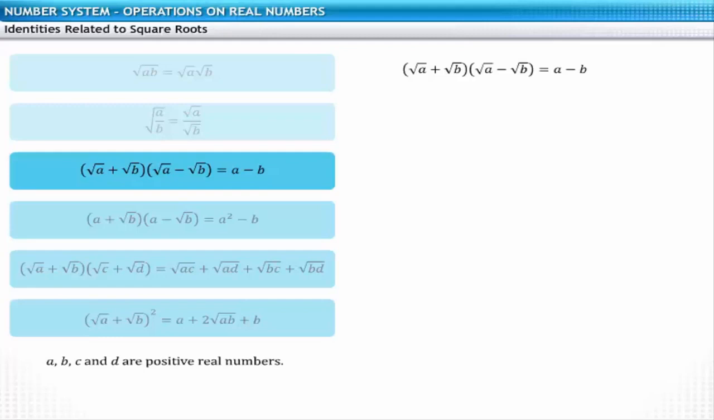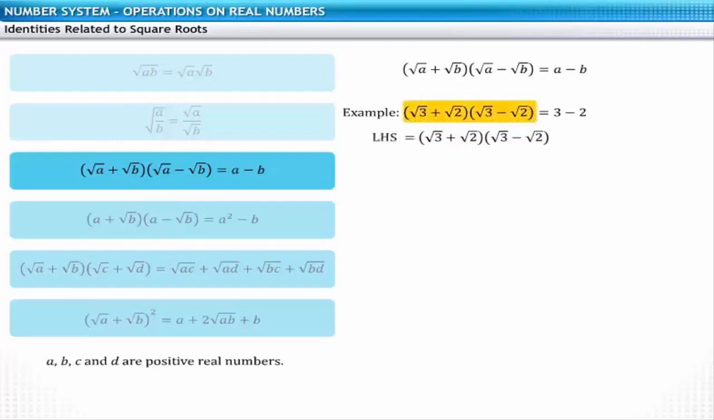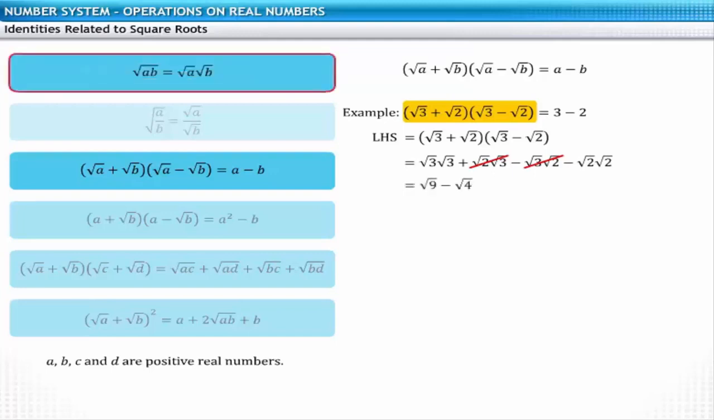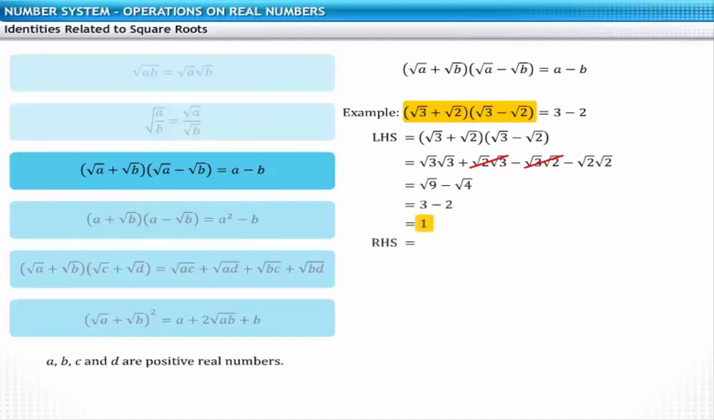The third identity is the product of the sum and the difference of the square root of A and the square root of B is equal to A minus B. Let's verify this. Now, simplify the left-hand side by expanding it. These two terms get cancelled. Now apply the first identity. Let's simplify this expression. On simplification, we get 1. And the right-hand side is equal to 3 minus 2, which is equal to 1. Thus, both the sides of the example are equal.